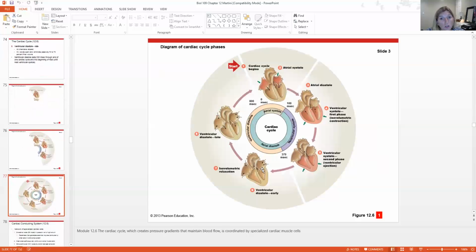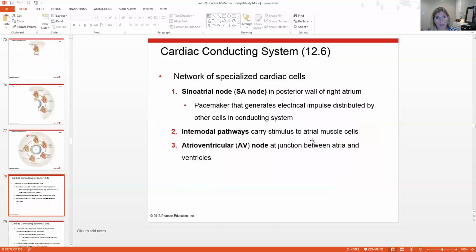Our AV valves are closed, our atria are passively filling. Then our AV valves open, our ventricles fill to about 70% of their resting volume, and then finally the atria can contract, and so on and so forth. The cycle happens over and over again.